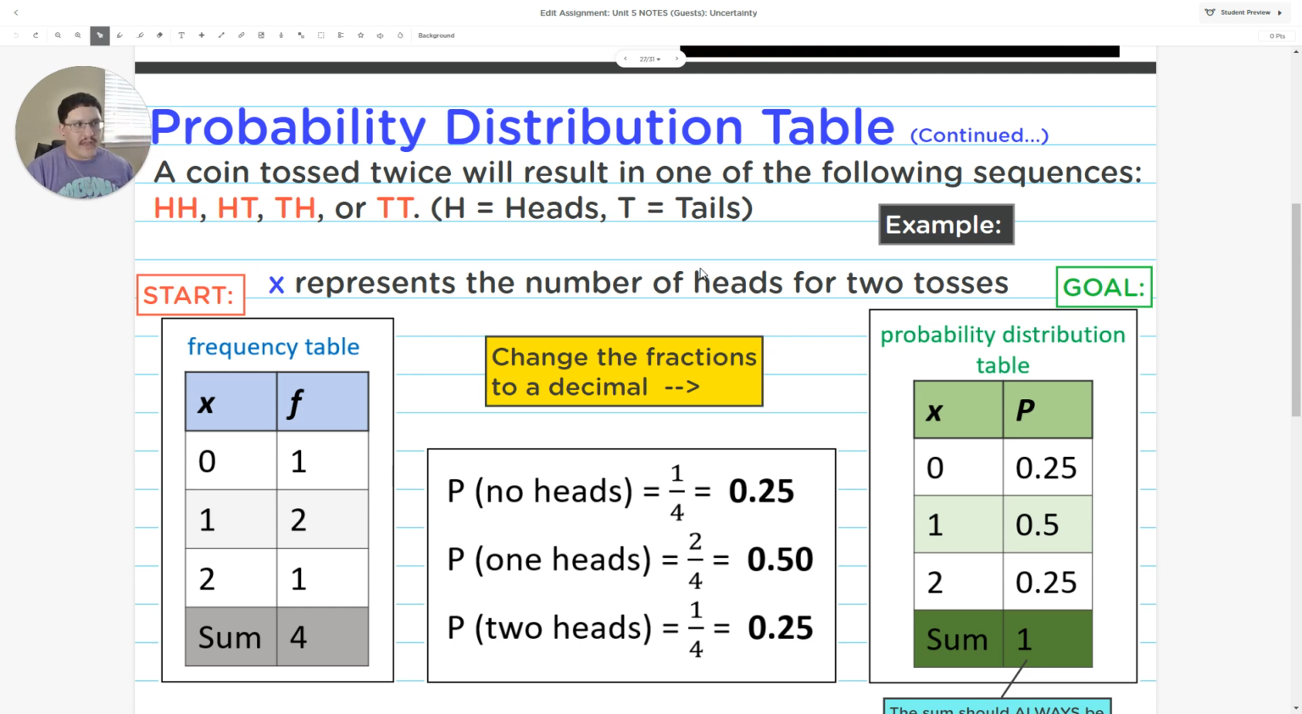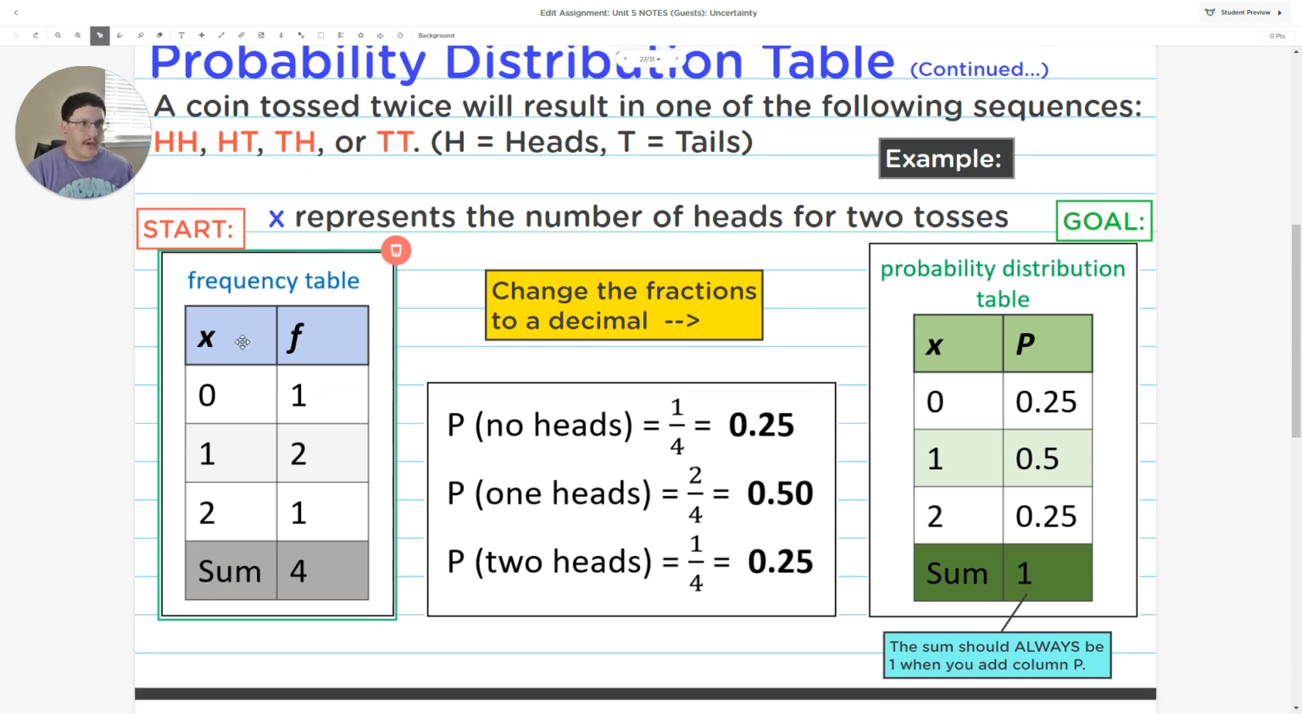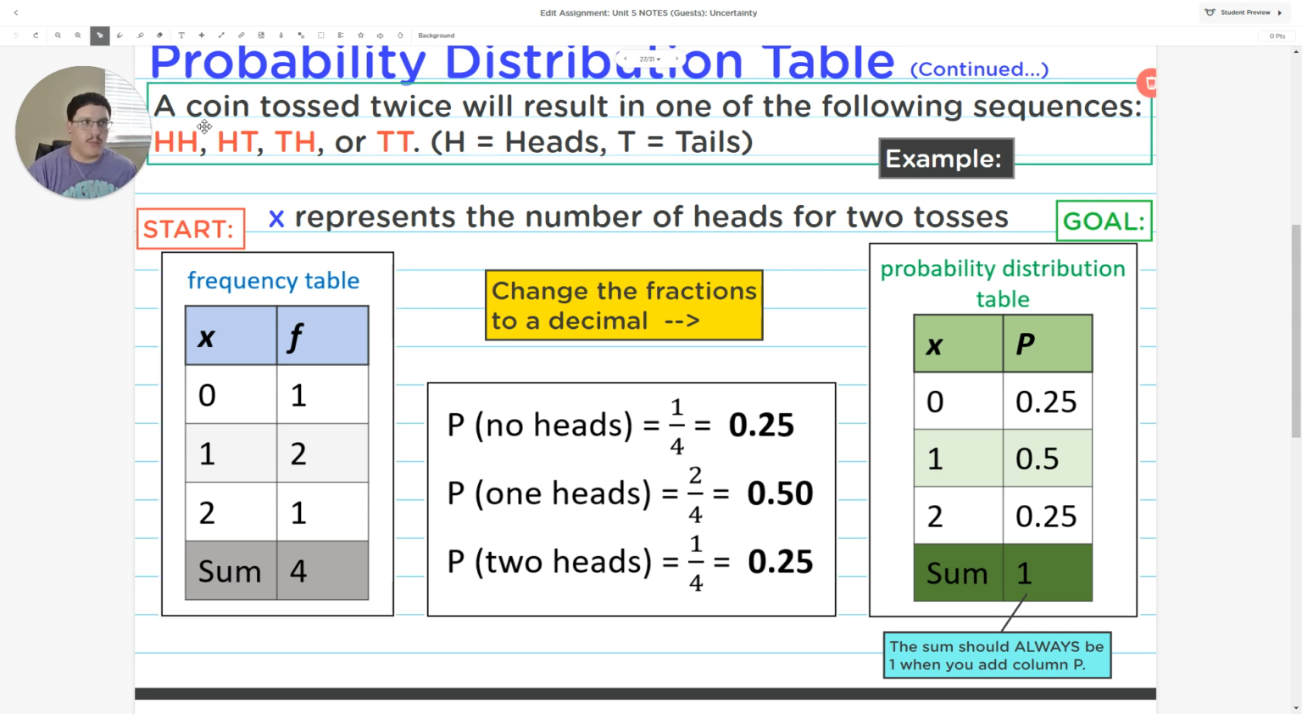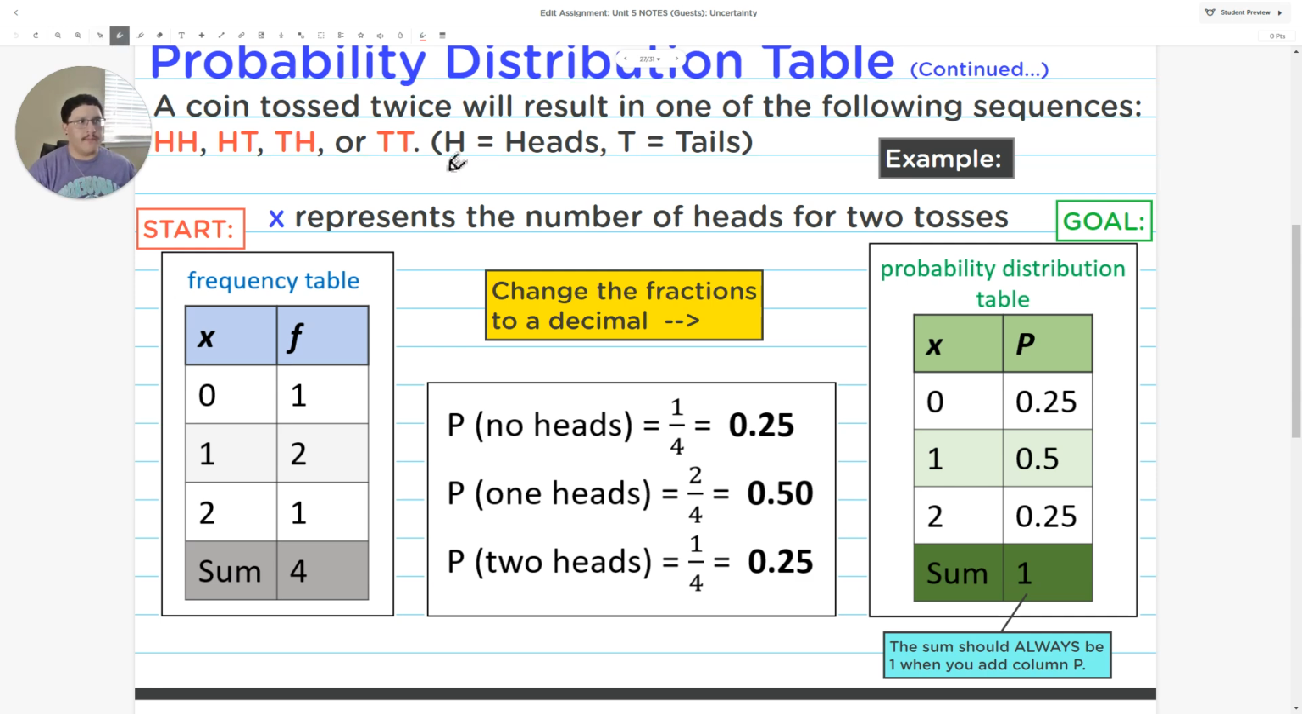X represents the number of heads for 2 tosses in this frequency distribution table. So this table reads from the start on the left, what if we had 0 heads? Well, of the possible outcomes, there's only one of them with the probability of 0.